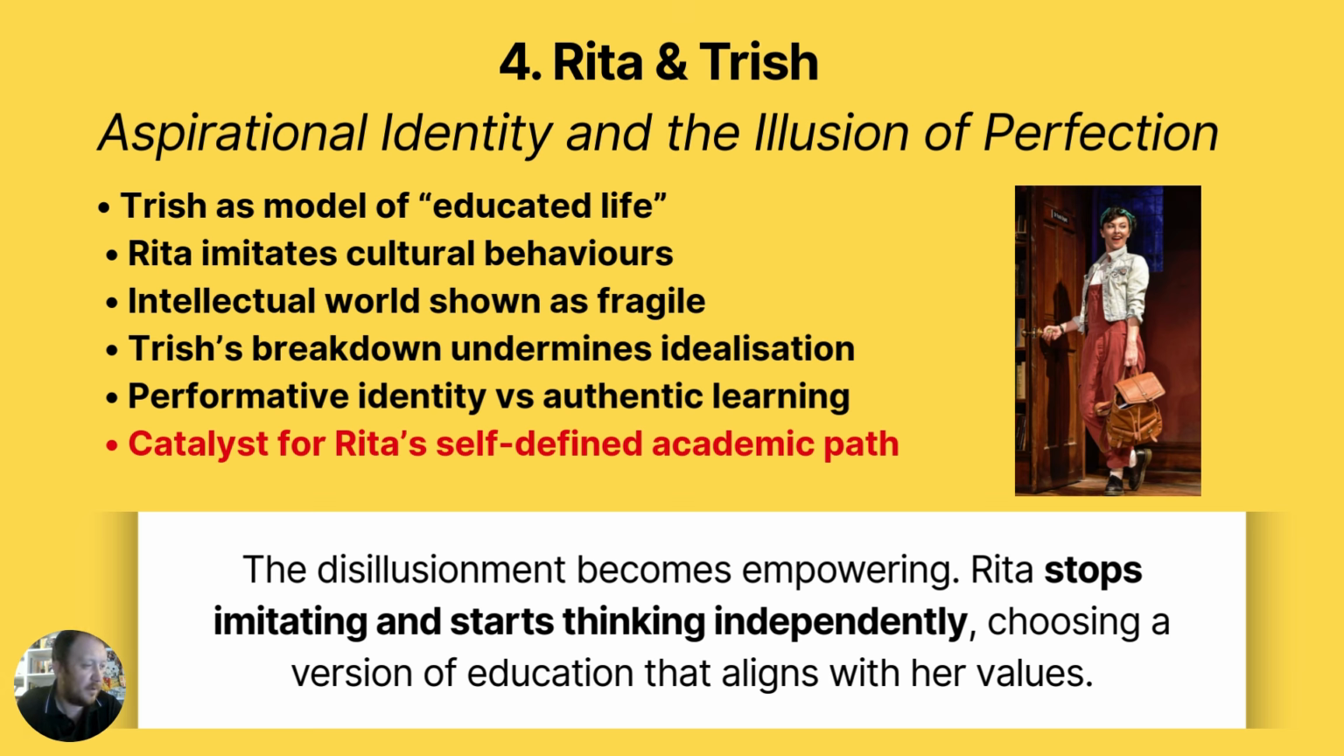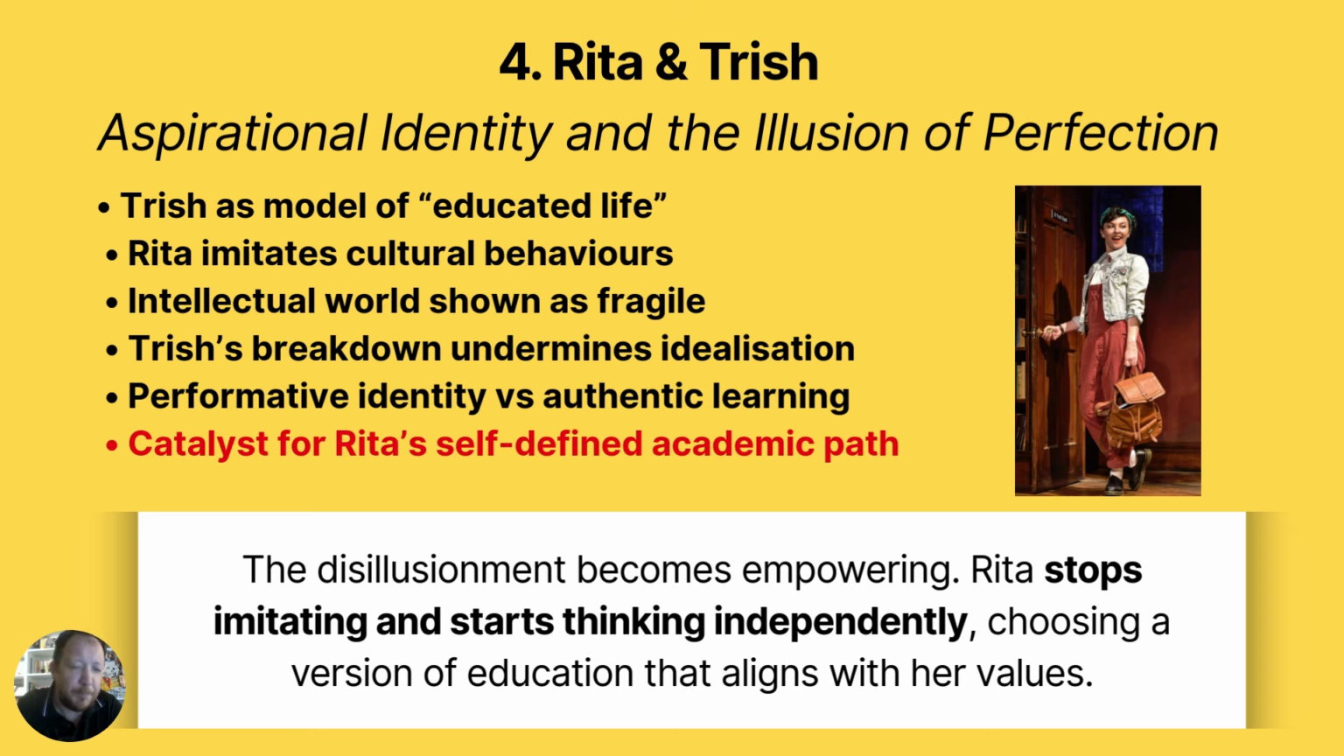She might, and again, we'll look at the ending very soon, but it's all about choice. So this disillusionment becomes empowering. Not the only person who's a disillusioned academic. Maybe Rita stops imitating and starts thinking independently. And I think this is really the final scene where we see it the most, of course, or maybe for the first time properly. The complete independent thinking.